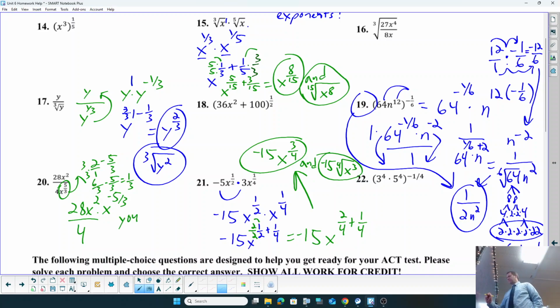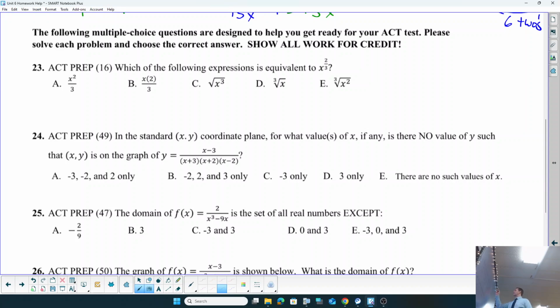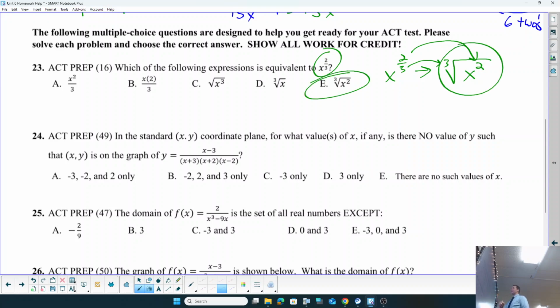You finish. What's 28 divided by 4? There we go. Okay, ACTs. So what's the equivalent to x to the 2/3 power? So x to the 2/3 power is the same as x squared, because the 2 goes there, and then the 3rd root. And so the 3 goes there, yeah. So that's just our answer, which is Z.